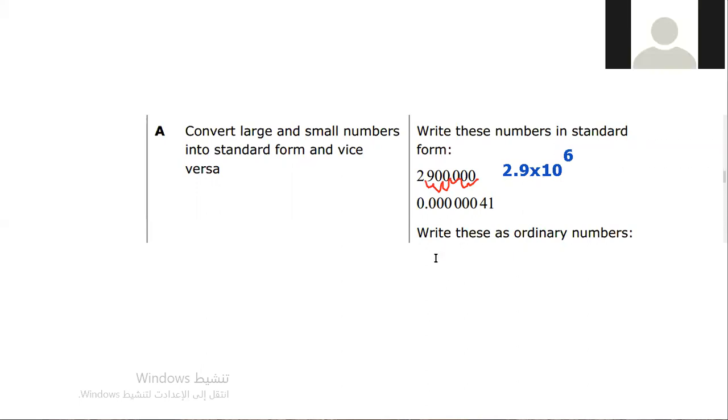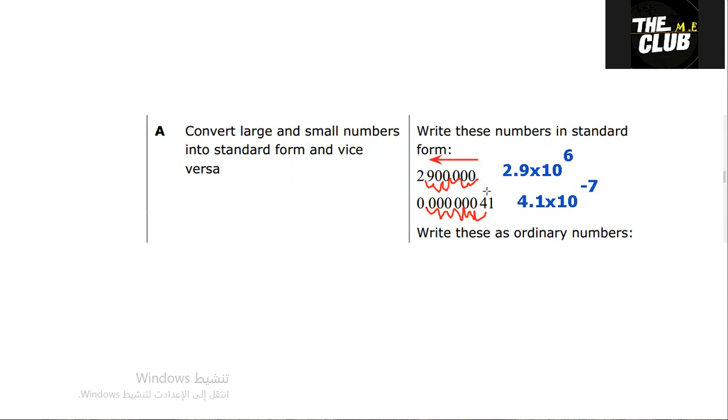The other one is 4.1 times 10 to the negative 7. Count 5, 6, 7. So 4.1 times 10 to the power of negative 7. I want negative 7 because I went the other way. Now I have two ways to go. If I go this way, it's positive. If I go the other way, it's negative. And I just count the steps that I went. And I have to make this number between 1 and 10. That's the idea of standard form.